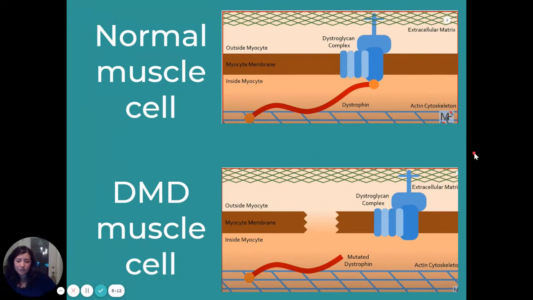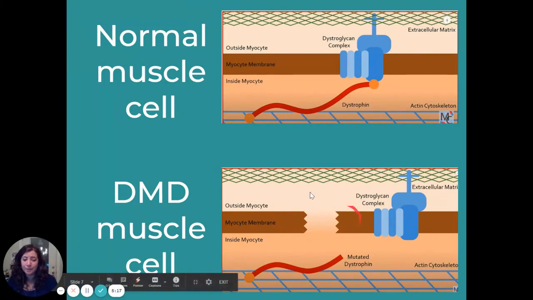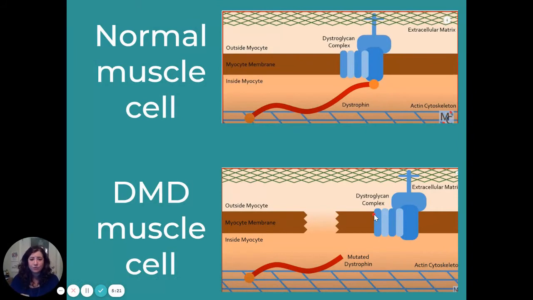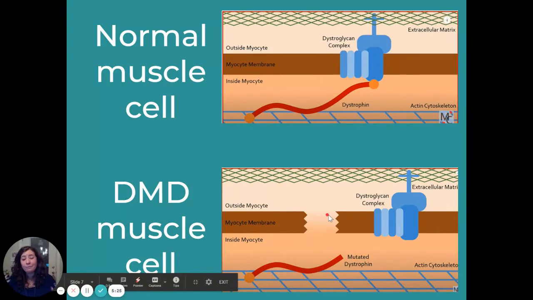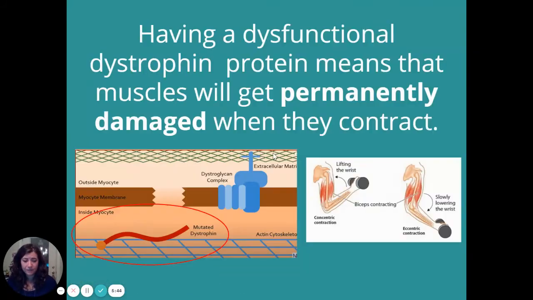And because of that, it's wobbly and it's weak, and you're going to get bigger tears that aren't able to repair themselves. Because remember, when we exercise, you do get little tears in your muscles. That's normal, but they're small. In DMD, the tears are just going to be way bigger, and it's going to be harder to be able to repair those tears.